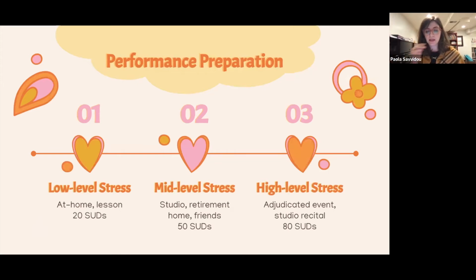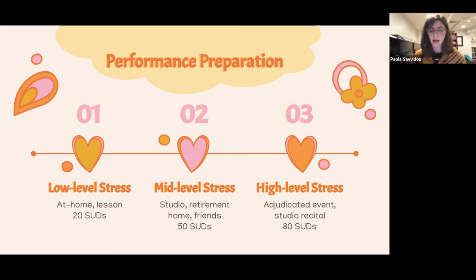setting up experiences that move from low level stress. So at home performance for your kitty cats and your stuffed animals, your family, or your lesson, that may be at around 20 subjective units of distress, and then setting up another performance that is more mid-level stress, your studio, retirement home, friends, that may be higher, and then even higher could be an adjudicated event, that final goal, that studio recital.